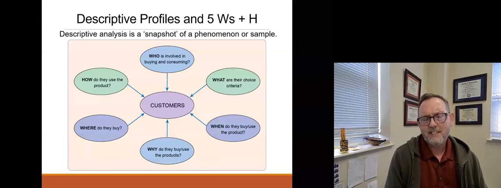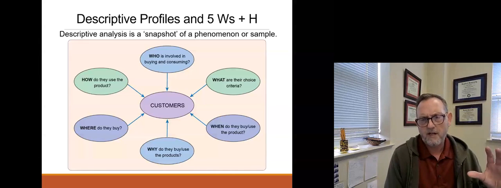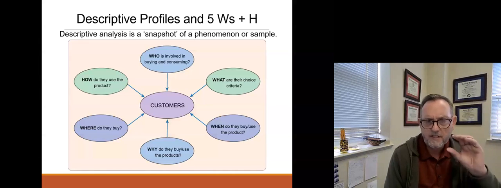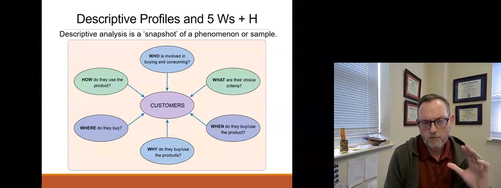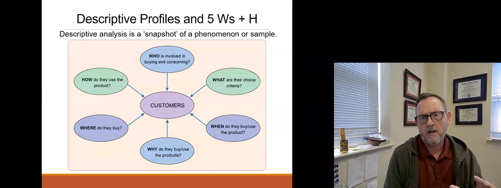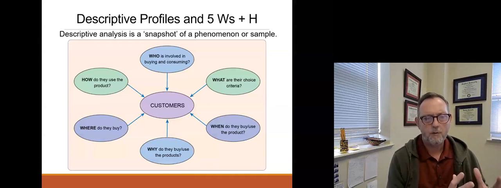Now, if you take these 6 different items and spend a little bit of time focusing on each one, this will give you a very good profile of a customer. And you could do a descriptive analysis for any phenomenon, and use a structure kind of like this, where you ask the who, what, why, where, when type questions, and then the 6th, how.